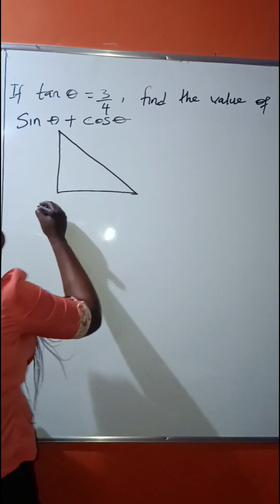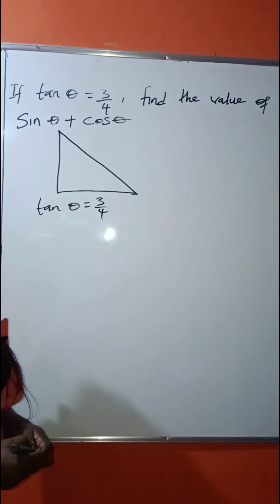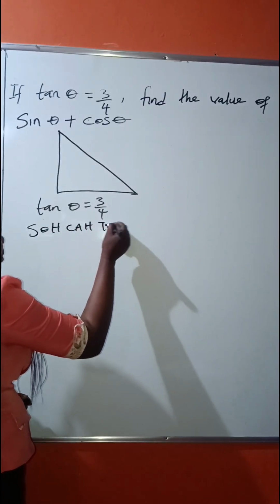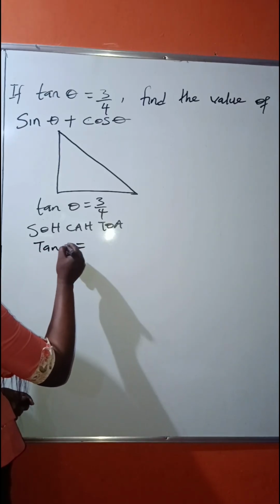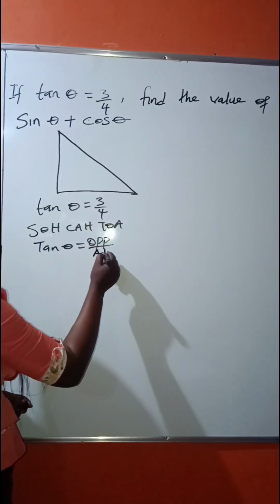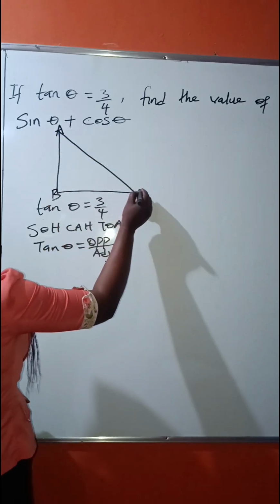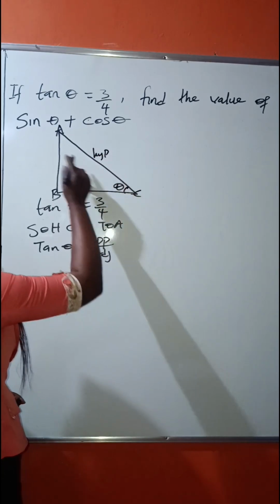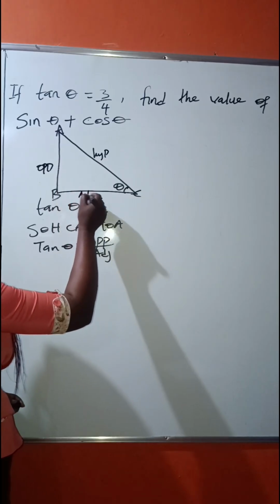We have in the question that tan theta equals 3 over 4. And from our trigonometry formula, SOHCAHTOA, we remember this. What is tan theta? Tan theta equals O over A, where O is opposite and A is the adjacent. Don't forget, I've said it. So let's label it, we have A, B, C. If this place is theta, this is the hypotenuse, the longest side. The side facing the angle, that is opposite. And this is now the adjacent.